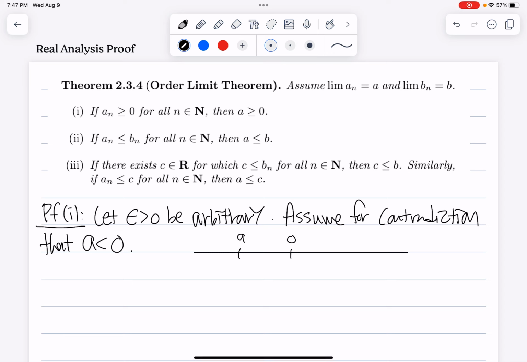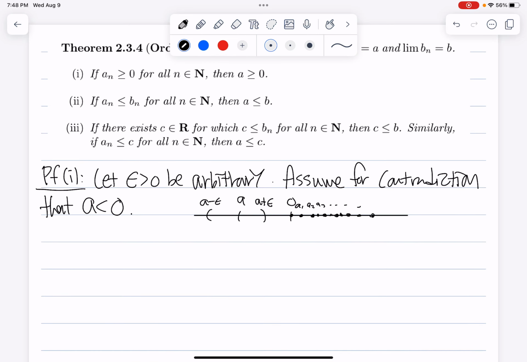Each term of the sequence an has to be greater than or equal to 0, so it has to stay in this part of the number line. Let's say a1, a2, a3, and so on. It will never be in this section, because each term has to be greater than or equal to 0. Let's say this is some epsilon neighborhood of a. So we're saying that the sequence an converges to a that is less than 0, which is not possible, as you can see in the graph. So we yield a contradiction by assuming this absurd condition.